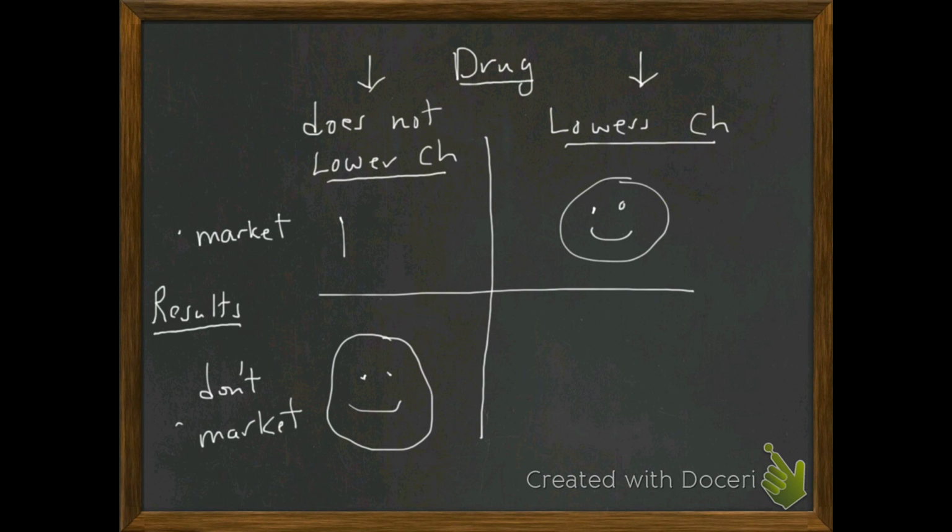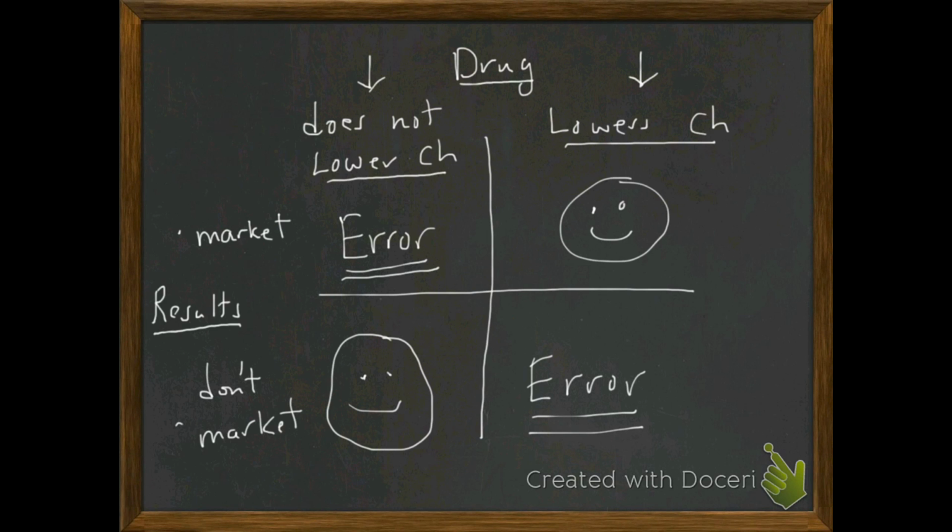So, gang, right here is an error, and right there is an error. What would be the consequences of the error in the top left box? We're marketing a drug that does not work. So people are spending their hard-earned money, or maybe someone else's hard-earned money, or the insurance's, to purchase a drug that's been marketed that actually doesn't work. Well, that's a significant error.